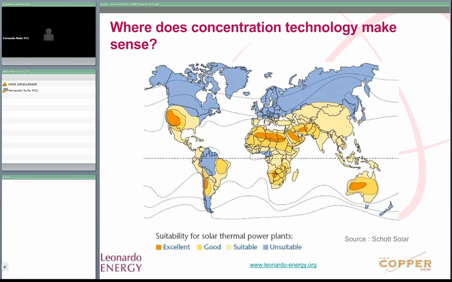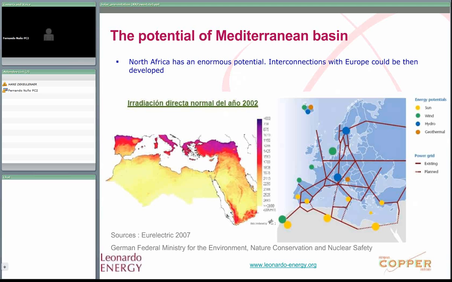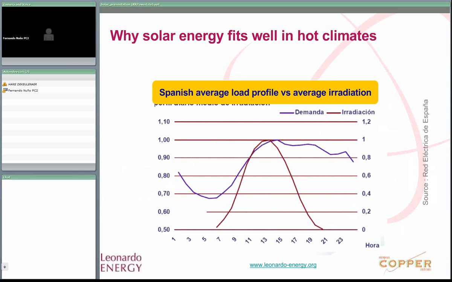The most suitable places are Australia, South Africa, North Africa, the Middle East, south of Europe, then North America and the deserts of north of Chile, Argentina, and also Brazil. In the Mediterranean basin there is also good solar potential. Then there are some projects and perspectives for the future to build stronger electricity networks all across the Mediterranean Sea.